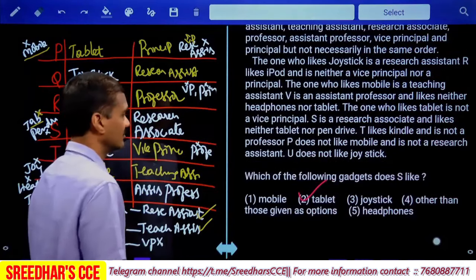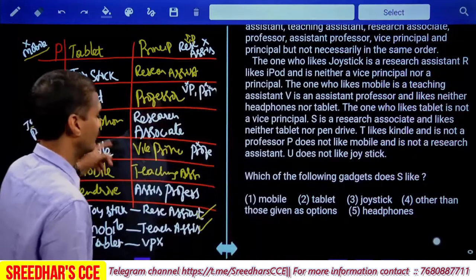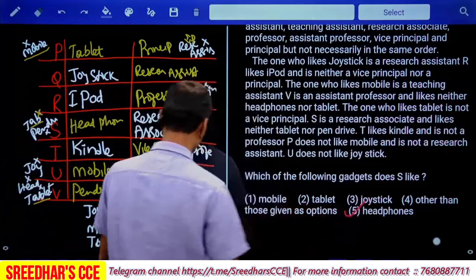Then coming to question number 10. Which of the following does S like? S likes headphones. Headphones, choice 5 is the answer, question number 10.